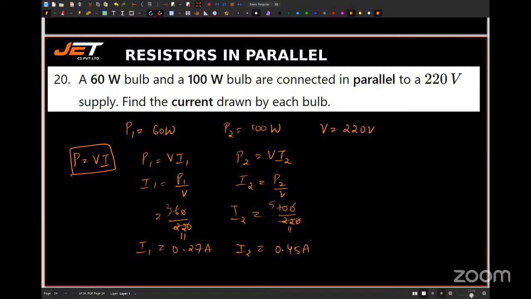Understood? So this is for this class today. Calculating current, resistance, and voltage for resistors connected in parallel and resistors connected in series.